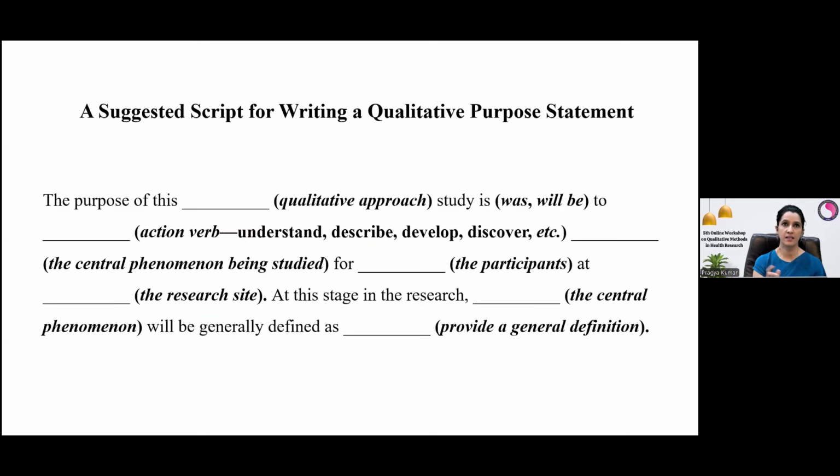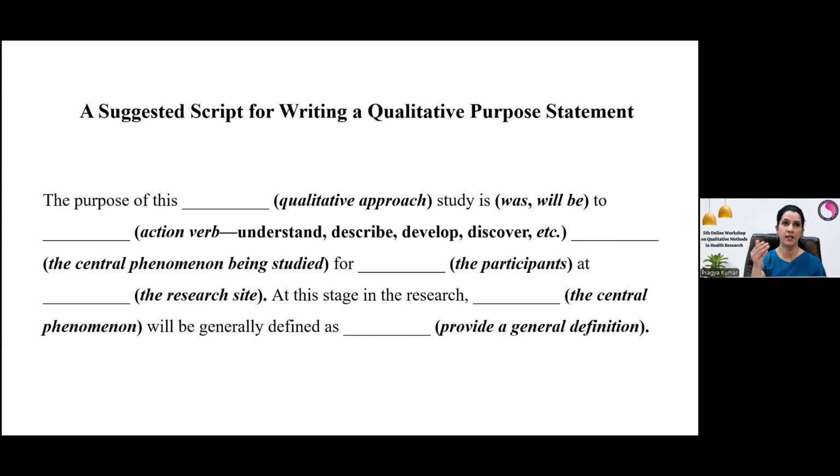And this is the suggested script for writing a qualitative purpose statement. We have taken this from a book known as Stairs. I think we have shared that book. We have shared two or three books with you. One is the Creswell. Most of the content is from the Creswell and from this one. We should have given the reference in each slide, but we could not do that. We are sorry for that. But this is again from that book.